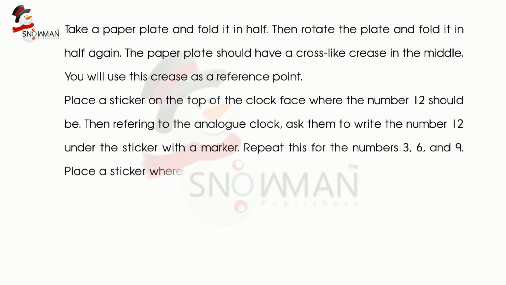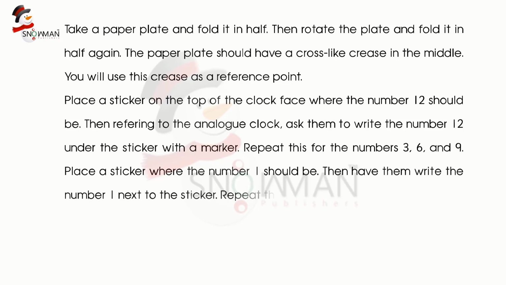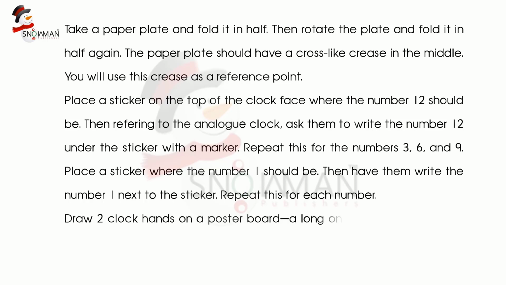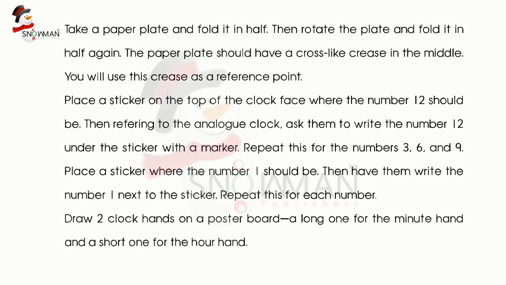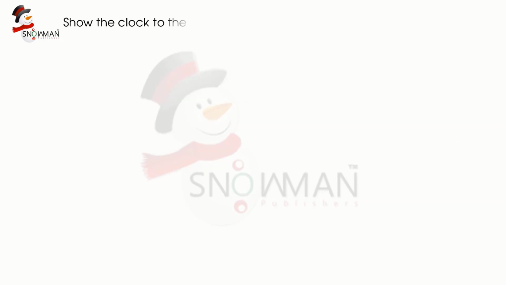Place a sticker where the number 1 should be. Then have them write the number 1 next to the sticker. Repeat this for each number. Draw 2 clock hands on the poster board, a long one for the minute hand and a short one for the hour hand. Show the clock to the children.